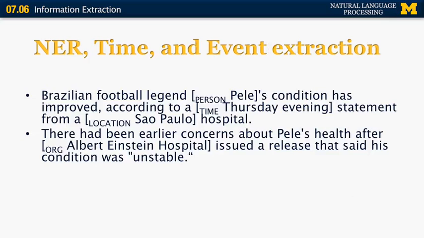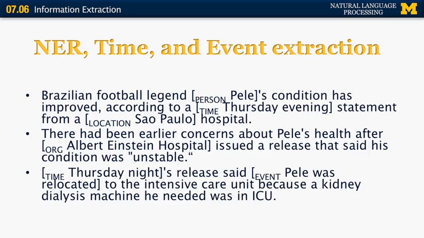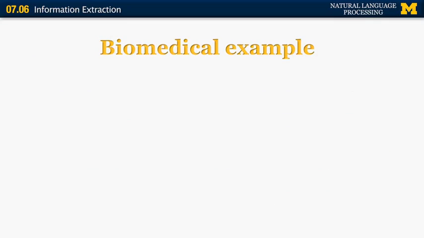So here's some more examples. We can have organizations. Albert Einstein Hospital is an organization. Thursday night, again, is a time expression. And then we have an event. Pelé was relocated. In this case, we have an action verb, relocate, which has a certain set of arguments. In this case, Pelé as the person being relocated.